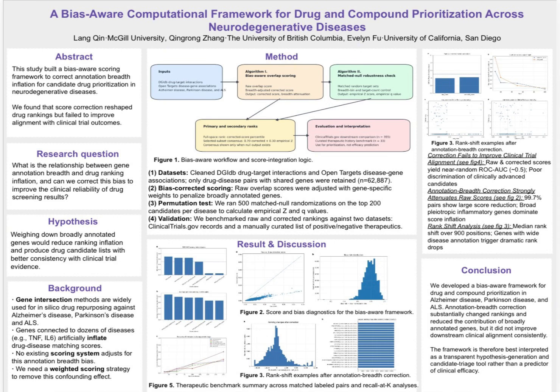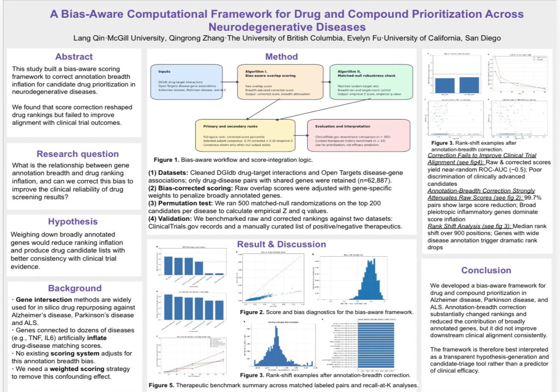So first, let's look at the left column of the poster. Traditional gene intersection drug screening relies on shared genes between drugs and disease pathways. However, broadly annotated pleiotropic genes such as TNF and IL-6, which link to hundreds of human diseases, artificially inflate matching scores. Drugs targeting these common inflammatory genes are falsely ranked high, even if they lack disease-specific therapeutic potential. No existing pipeline corrects this annotation breadth bias, which creates unreliable candidate rankings.